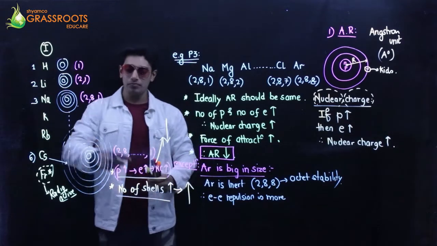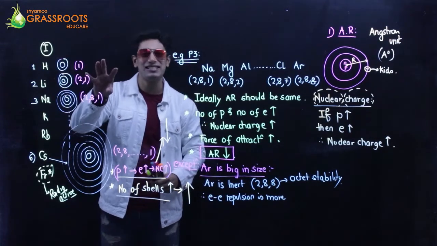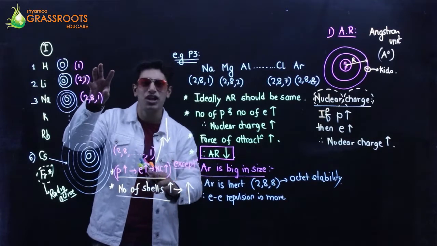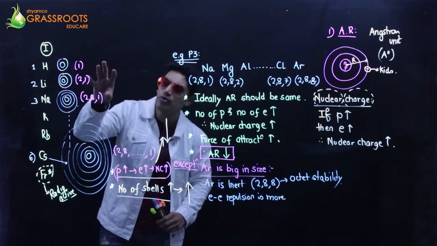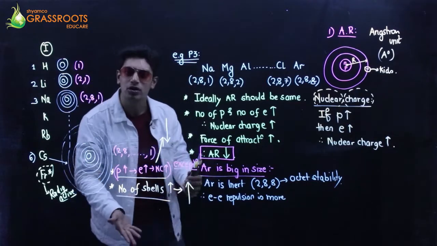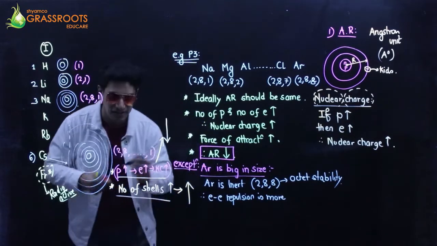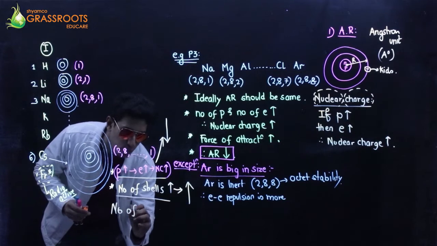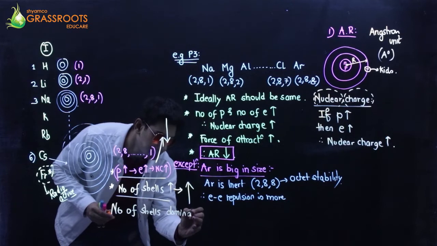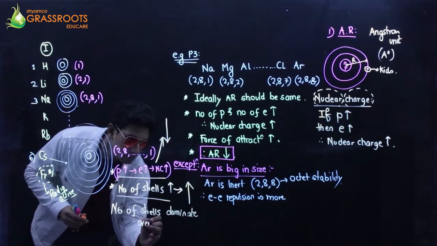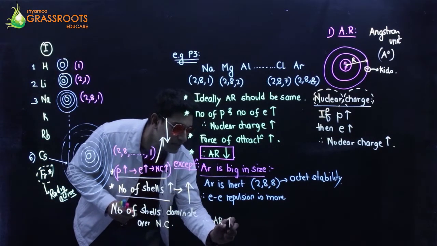So I can say this: because of the rise in the number of shells, there is a vast increase in the size, and because of the nuclear charge, there is a small decrease in the size. So basically, if I go down and average it out, the resultant is that the size increases. So I can say the number of shells win the game. The number of shells dominate over the nuclear charge, and therefore the atomic radius increases.